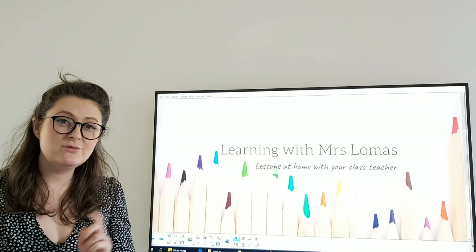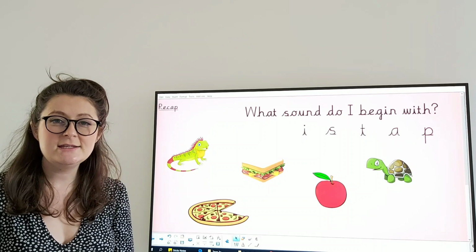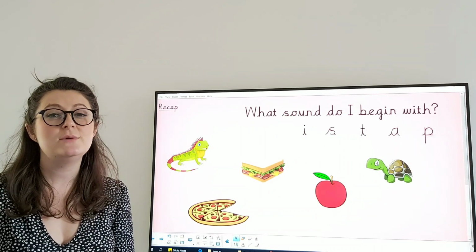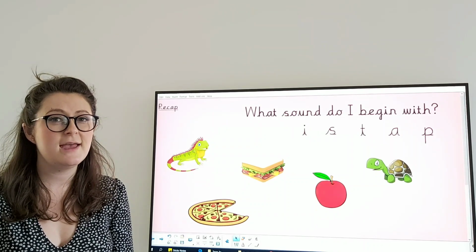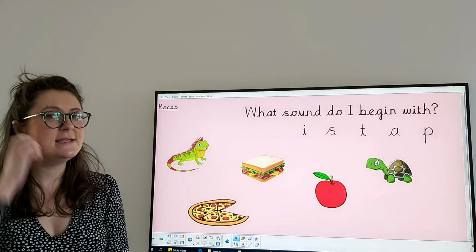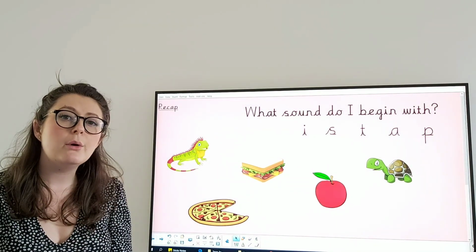Now let's get straight on to a little recap of some of the sounds we've already learned. And if you haven't watched these videos already, don't worry about it, because these are sounds that we've learnt at school already, okay? So we need to talk about these letters and what sounds they make and what their names are, because it's important that we know both.